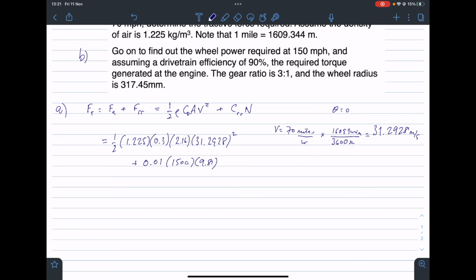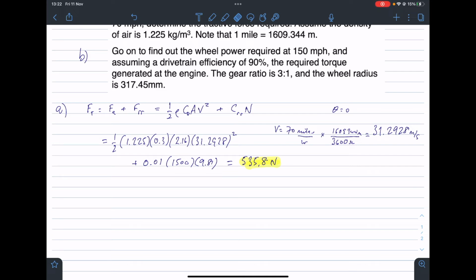And so we can work out that the tractive force required is 535.8 newtons at 70 miles an hour. So to overcome the resistive forces is 535 newtons. That's not a lot, is it? 50 kilograms of weight in a sense, at 70 miles an hour. We're not accelerating the vehicle.